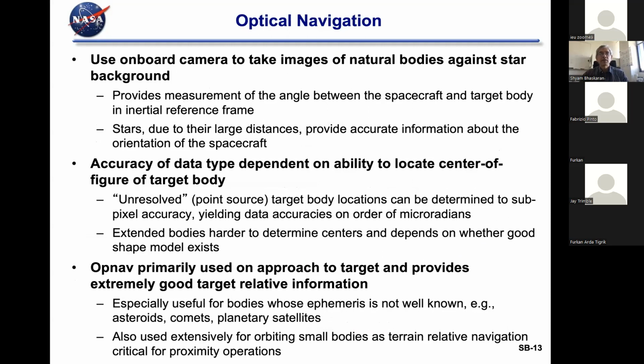Finally, as I mentioned, there's what's called optical navigation, which uses cameras to take images of natural bodies against the solar system background. As I said, this provides a measurement of the angle between the spacecraft and the target body in an inertial reference frame.